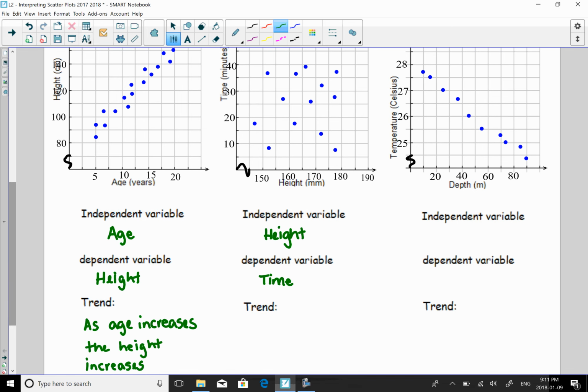Well, they aren't related, and you can see that in the scatter plot, they're all scattered. You can't find a trend. It's not going up and it's not going down. It's just all over the place. So we would say there's no trend in the data.